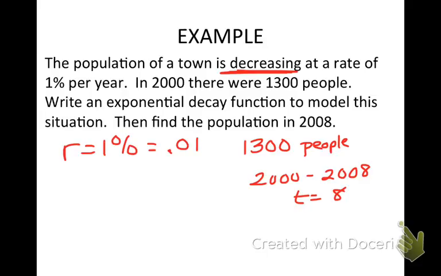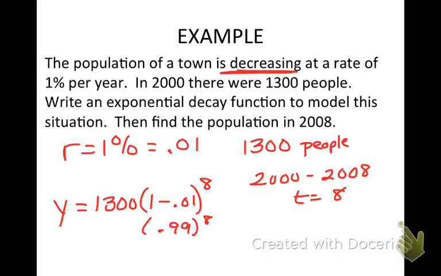All right, so let's use the formula. y equals my initial amount. What's my initial amount going to be? 1,300 times 1 minus 0.01 to the 8th power. What is 1 minus 0.01? Or it might be easier to think, what's 100% minus 1%? 99%, so it would be 0.99 to the 8th power times 1,300. Calculator work: 0.99 to the 8th power multiplied by 1,300.